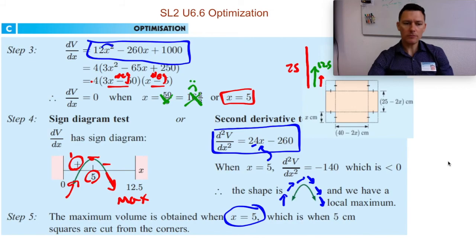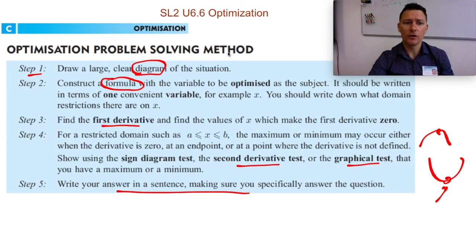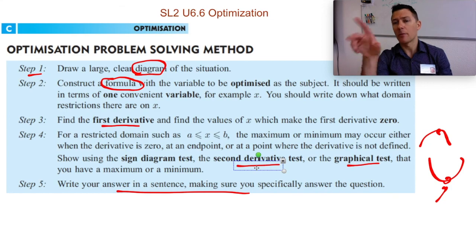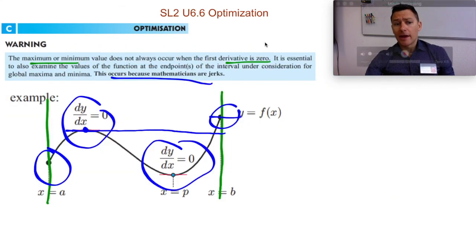Great, done. Okay, and that's basically what you're doing with all optimization. You're building it in your head. What do we need to do? Build a formula that describes how things are changing. Find the derivative, maybe find the second, and use them to decide, is it a maximum, is it a minimum, and check the endpoints, because mathematicians are jerks. Cool?